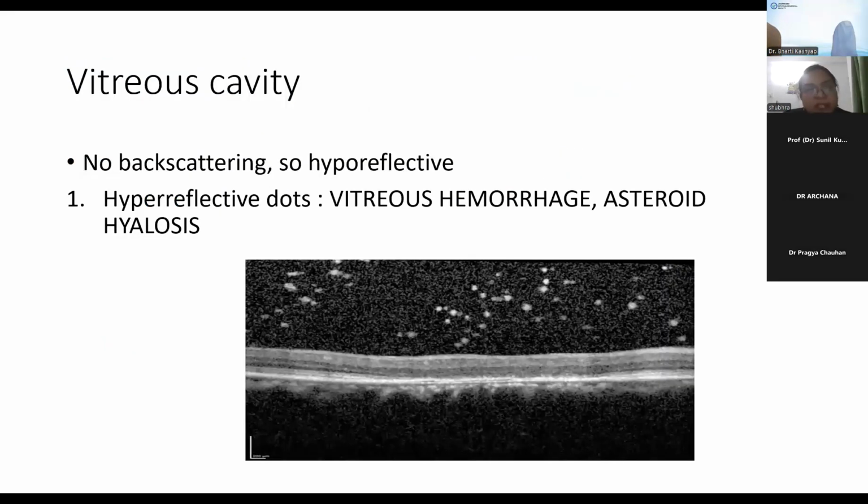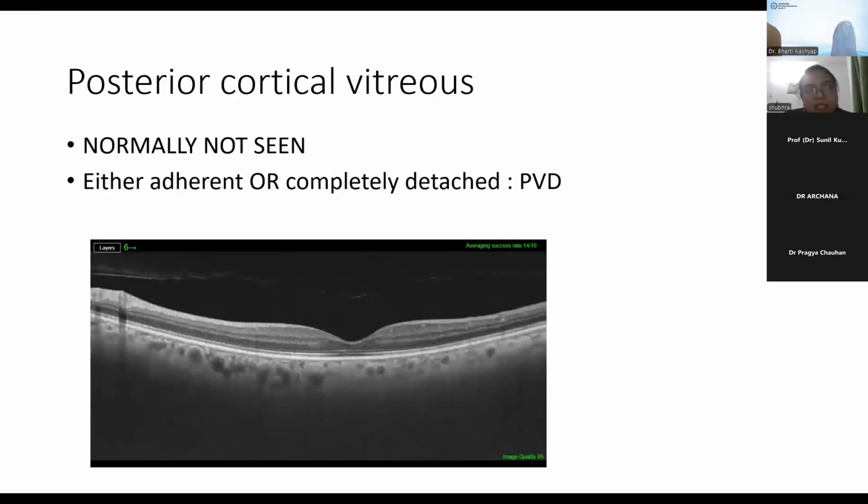So now coming to various examples. Now in the vitreous cavity, generally you will not see anything unless there is a vitreomacular traction, that is a tractional membrane you will see over the fovea, which is causing a traction on the fovea. It can alter it or it can just remain the same. We can also have hyperreflective dots, which will signify a vitreous hemorrhage or an asteroid hyalosis.